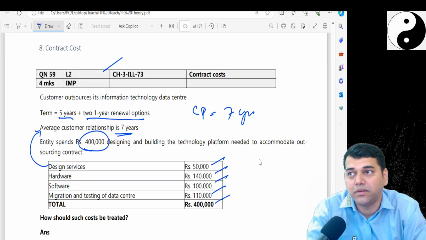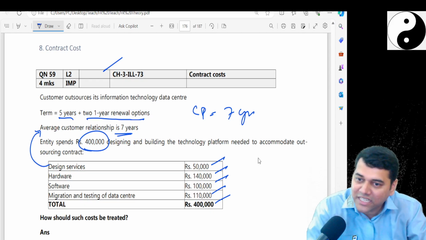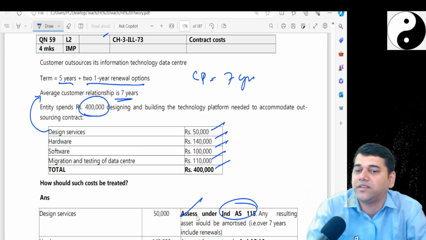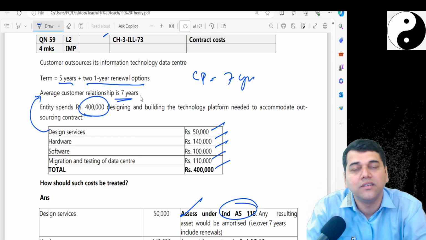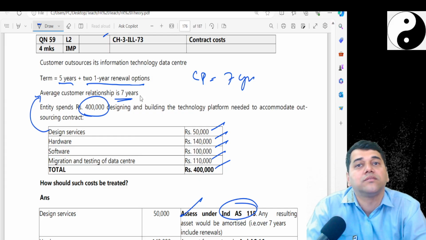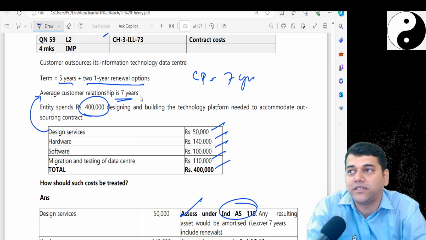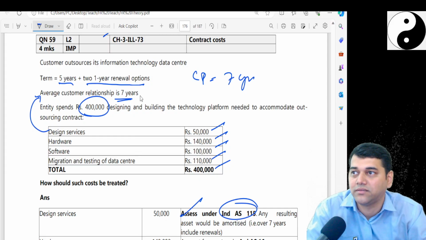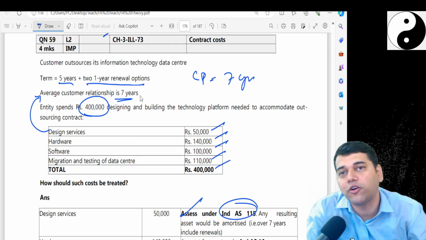Is it your intangible asset? No, because this is meant, that's why you say that design services are assets under Ind AS 115. So, when you have paid design charges, what accounting entry do you pass? Bank credit, debit contract asset. Otherwise, if this provision was not there, what entry would you have passed?